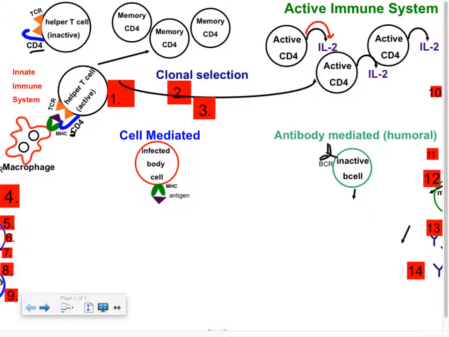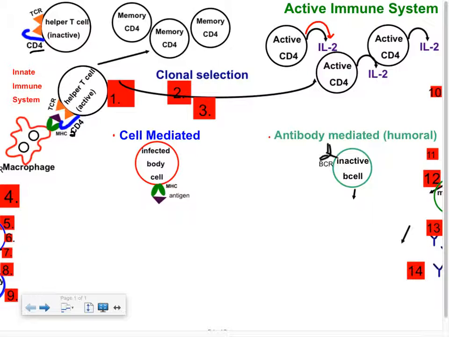Next, let's talk about the two branches of the adaptive immune system. It can either be cell-mediated or antibody-mediated. Cell-mediated, think of the cells are doing the work. The cells can leave the lymphatic system, go find cells in the body that are infected and essentially destroy them. It's cell-to-cell combat, essentially, is what cell-mediated adaptive immune system is. Antibody-mediated, just like the name would imply, produces antibodies.